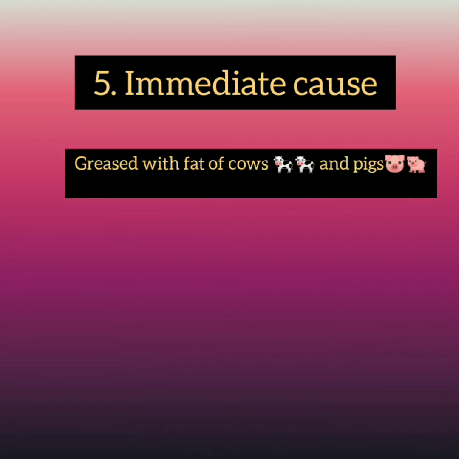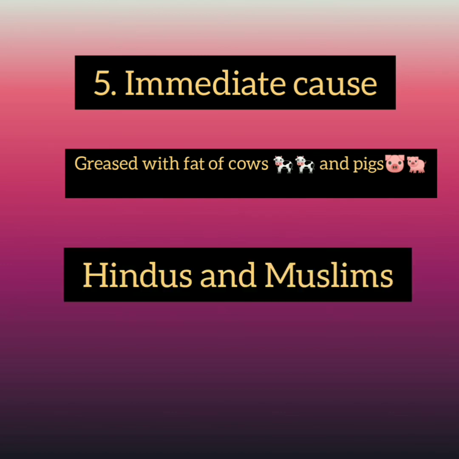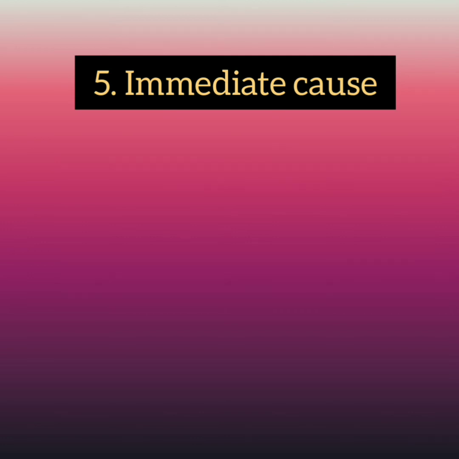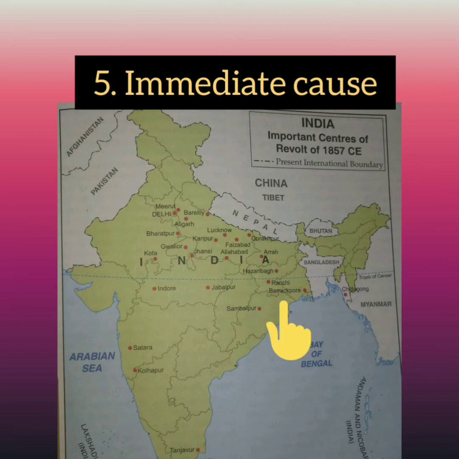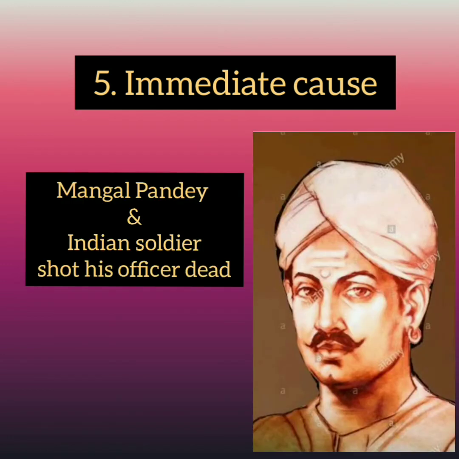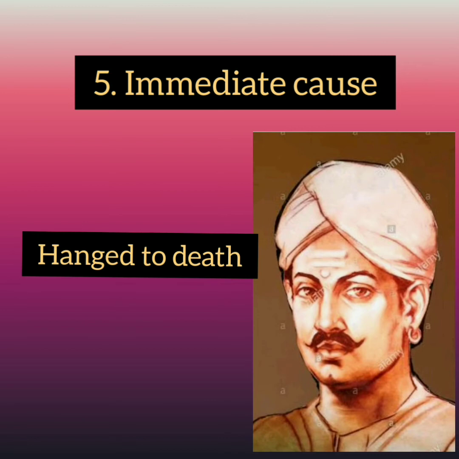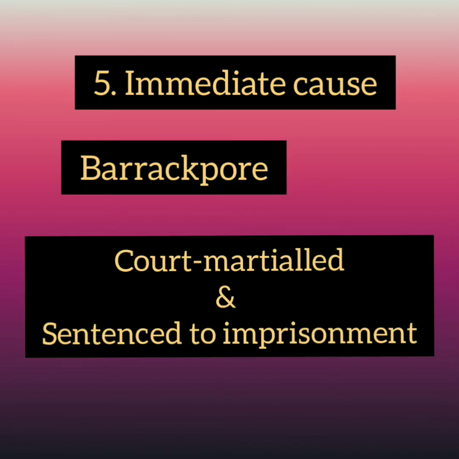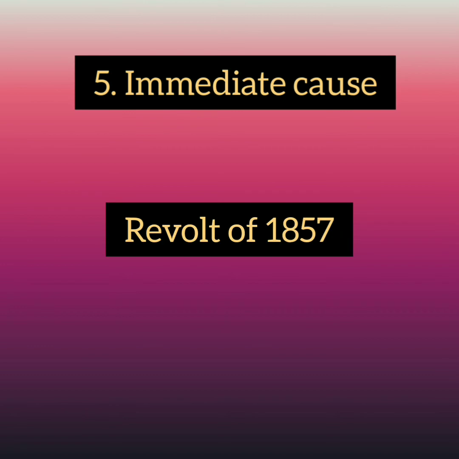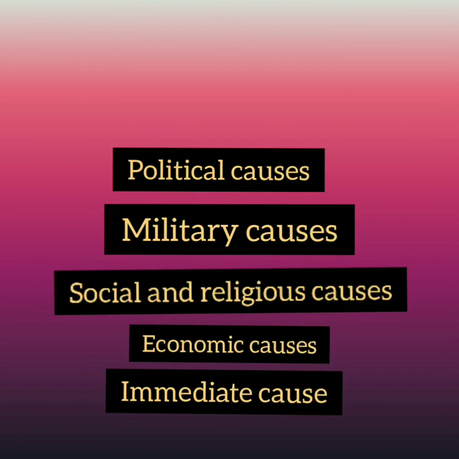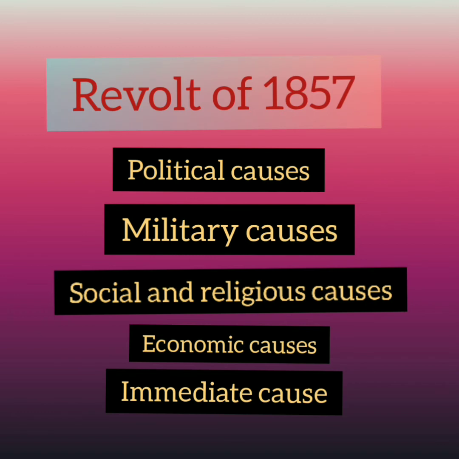The cartridges were greased with the fat of cows and pigs. Both the Hindus and the Muslims refused to use them, as the cow is sacred to the Hindus and the pig is undesirable to the Muslims. Because of this reason, at Barrackpore near Calcutta, Mangal Pandey, an Indian soldier, shot his officer dead, and because of this he was hanged to death, and the troops at Barrackpore were court-martialed and sentenced to imprisonment. This is another cause of the revolt of 1857, that is the immediate cause. So all these above causes led to the revolt of 1857.